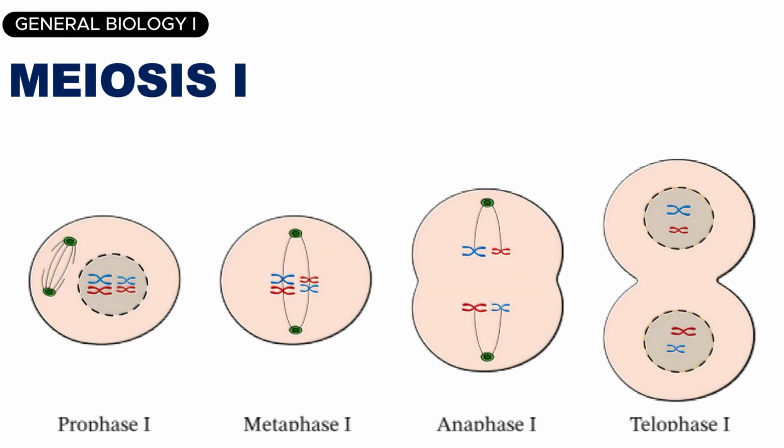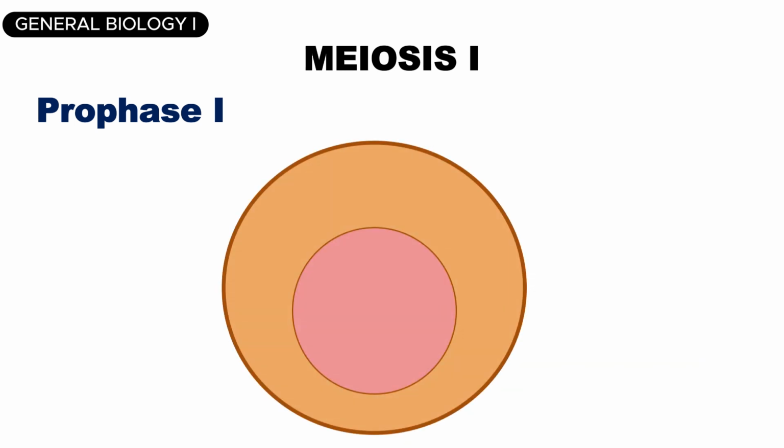original cell. Let's begin with meiosis 1, which is often referred to as the reduction division because it reduces the chromosome number by half. The first stage of meiosis 1 is prophase 1. This is a complex and crucial phase where several important events occur. Chromosomes condense and become visible.